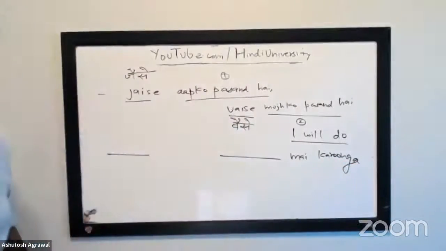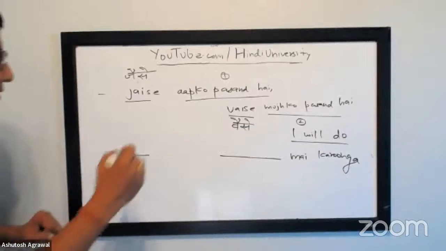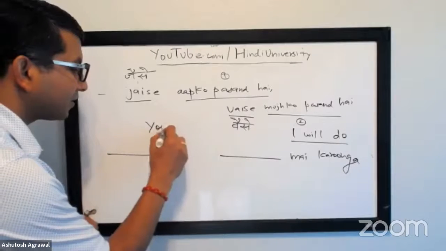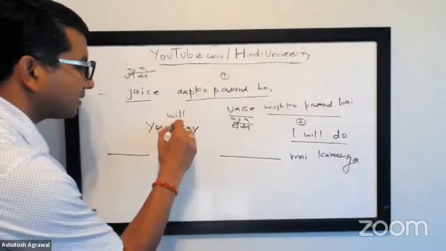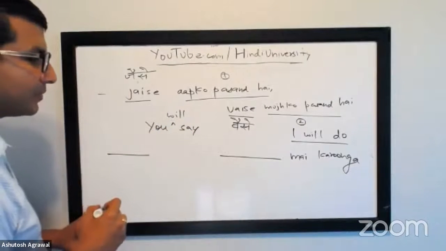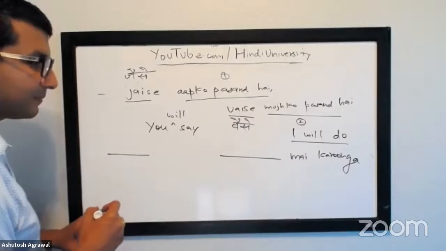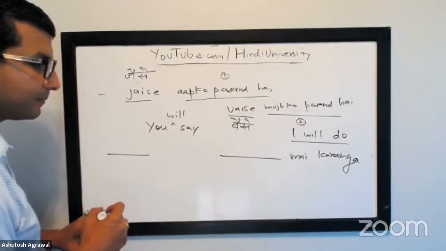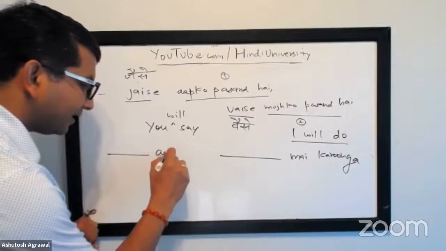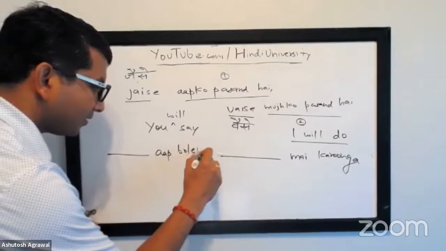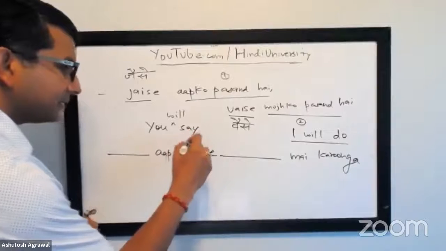Okay. Now you have, you will say. How will you translate this one? You will say. आप बोलेंगे. Okay. Very good. आप बोलेंगे. What is the other way of saying it?